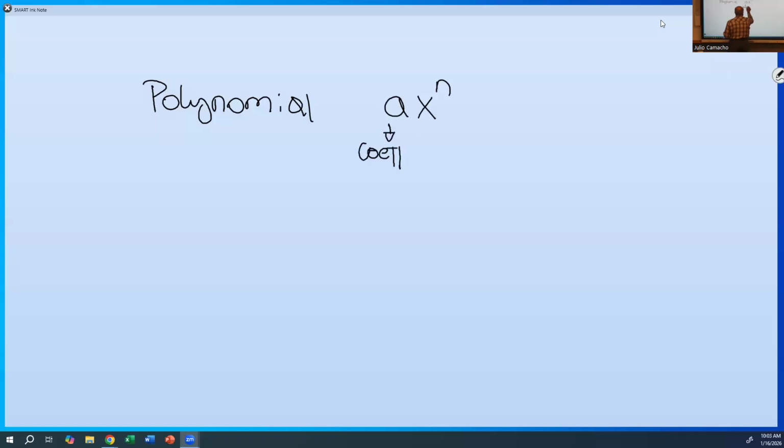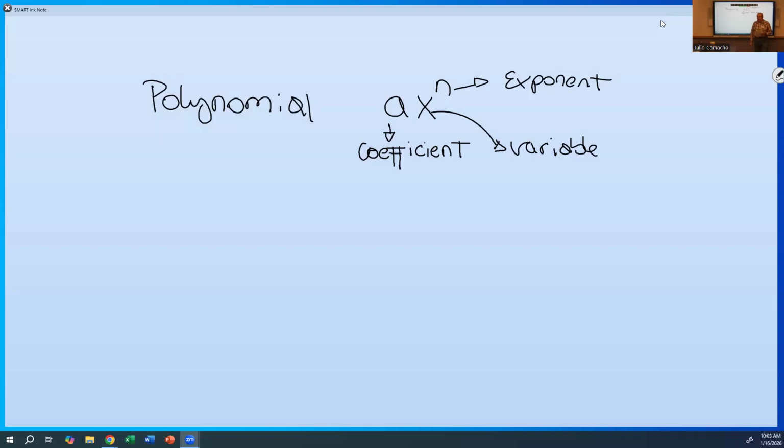If you don't understand what I'm writing, you have to let me know. A is the coefficient. Now x is your variable and n is your exponent. When we talk about coefficients, we talk about a real number.